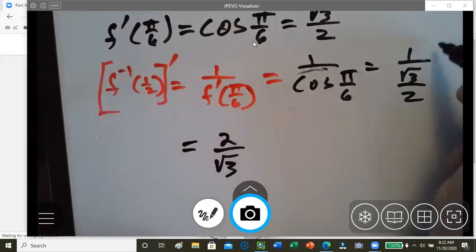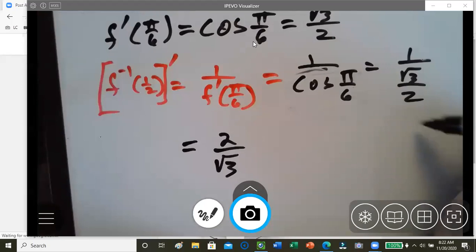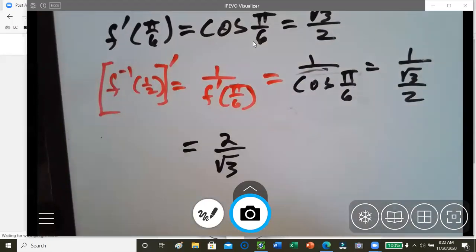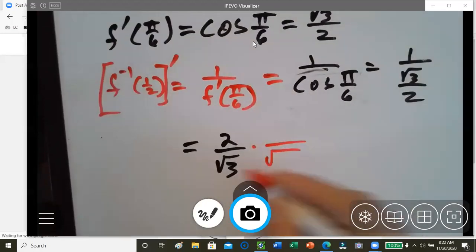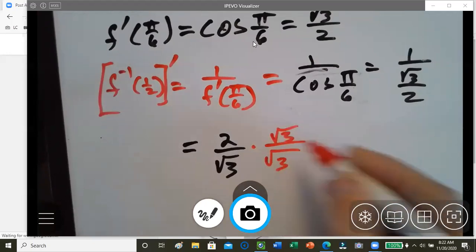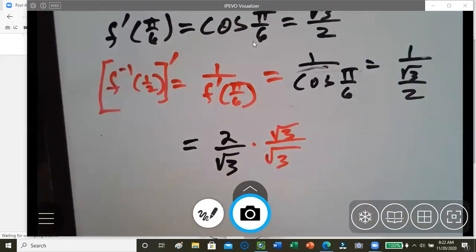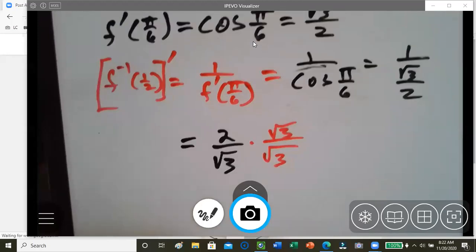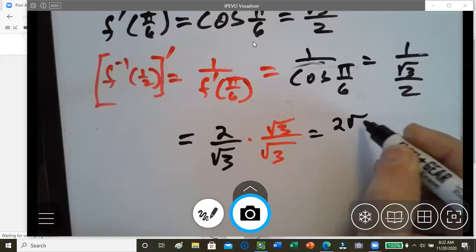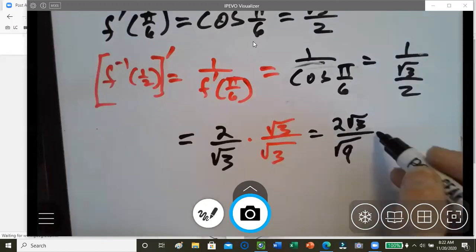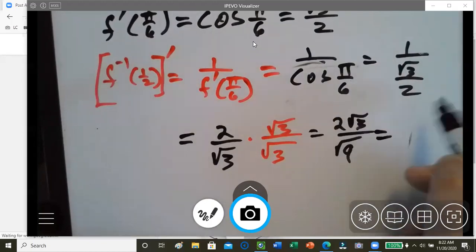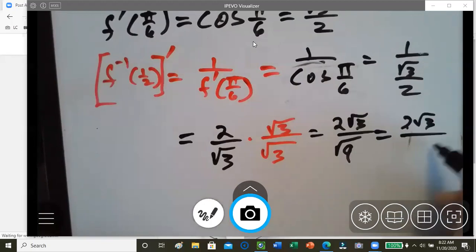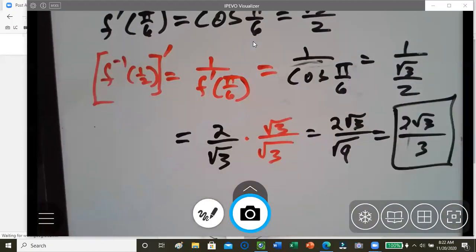Because it's like 1 divided by the square root of 3 over 2, right? So we have to multiply the reciprocal. Well, we need to rationalize that. So we have to multiply the square root of 3 over the square root of 3 because the radical in the denominator is not simplified completely. And so we get 2 square root 3 over the square root of 9, right? Which the square root of 9 is 3. So our answer is 2 square root 3 over 3. And that's our answer. Okay. Any questions with that?